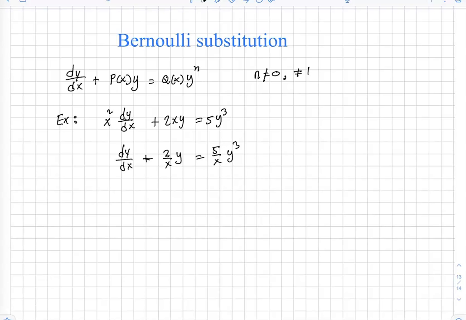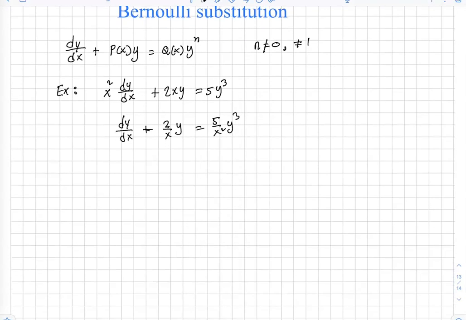And you see that p is 2 by x, q is 5 by x square, and n is 3. n is 3. This is important. Okay. So in this case, we will use a substitution. And the idea of substitution is you take a variable u and replace it with y to the power 1 minus n. That's 1 minus n.